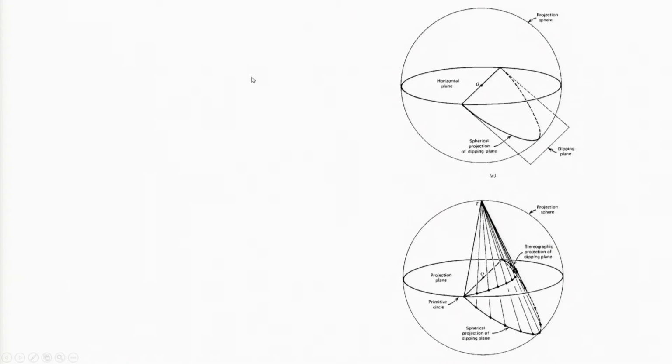And you can also think of an inclined plane here. Let us consider this inclined plane here. When this inclined plane intersects with this sphere, that intersection is a curved line. This is the curved line. This is the spherical projection of an inclined plane like this.